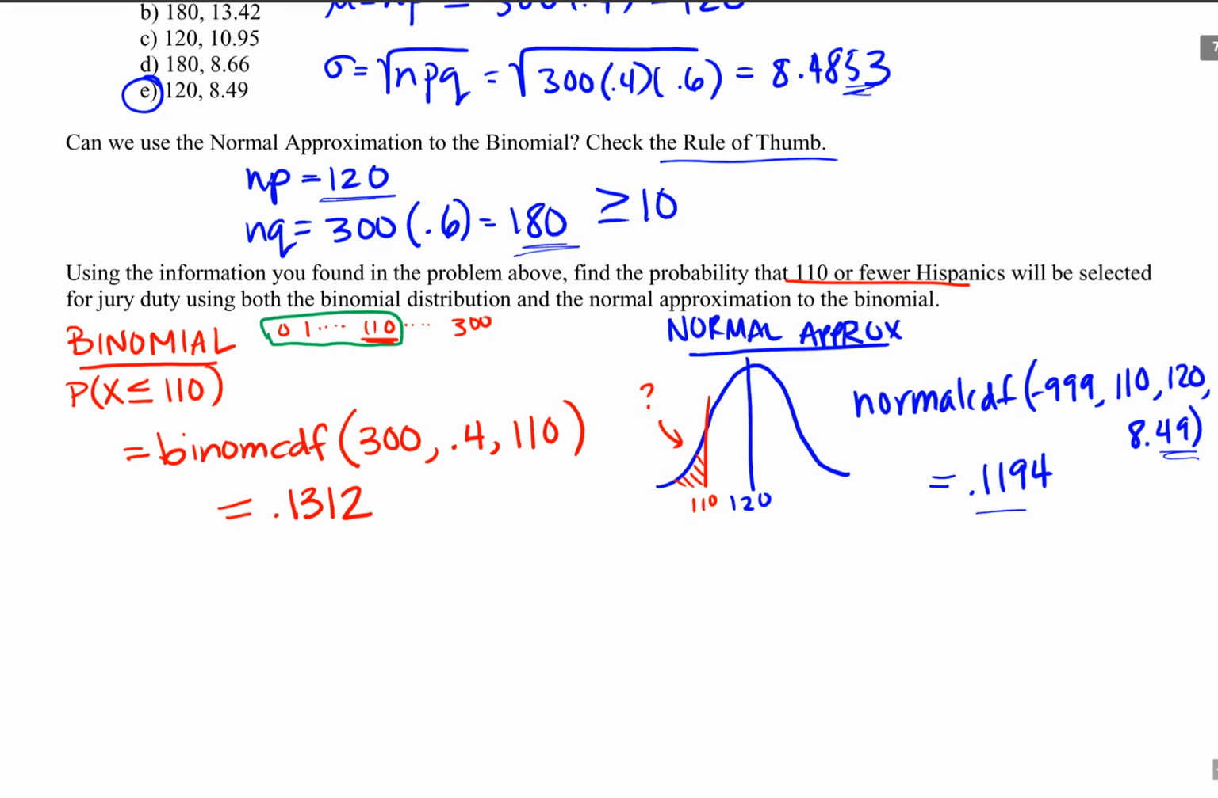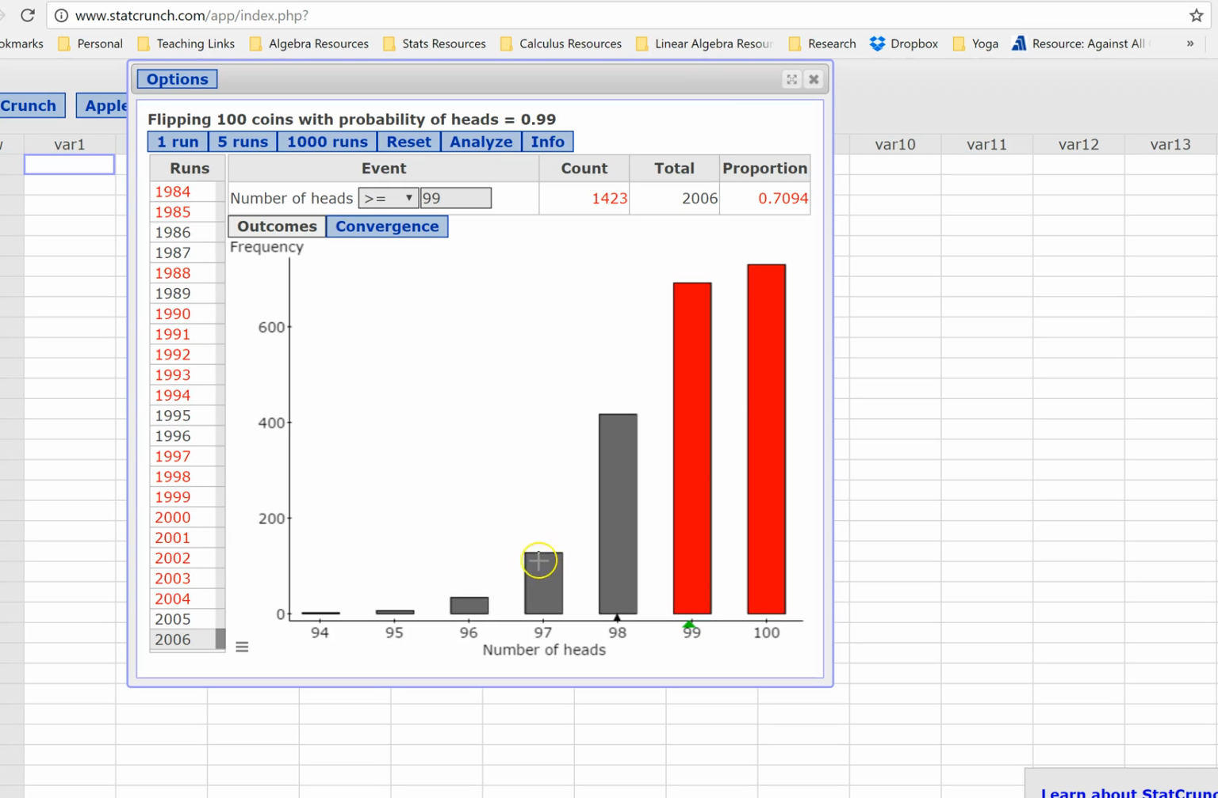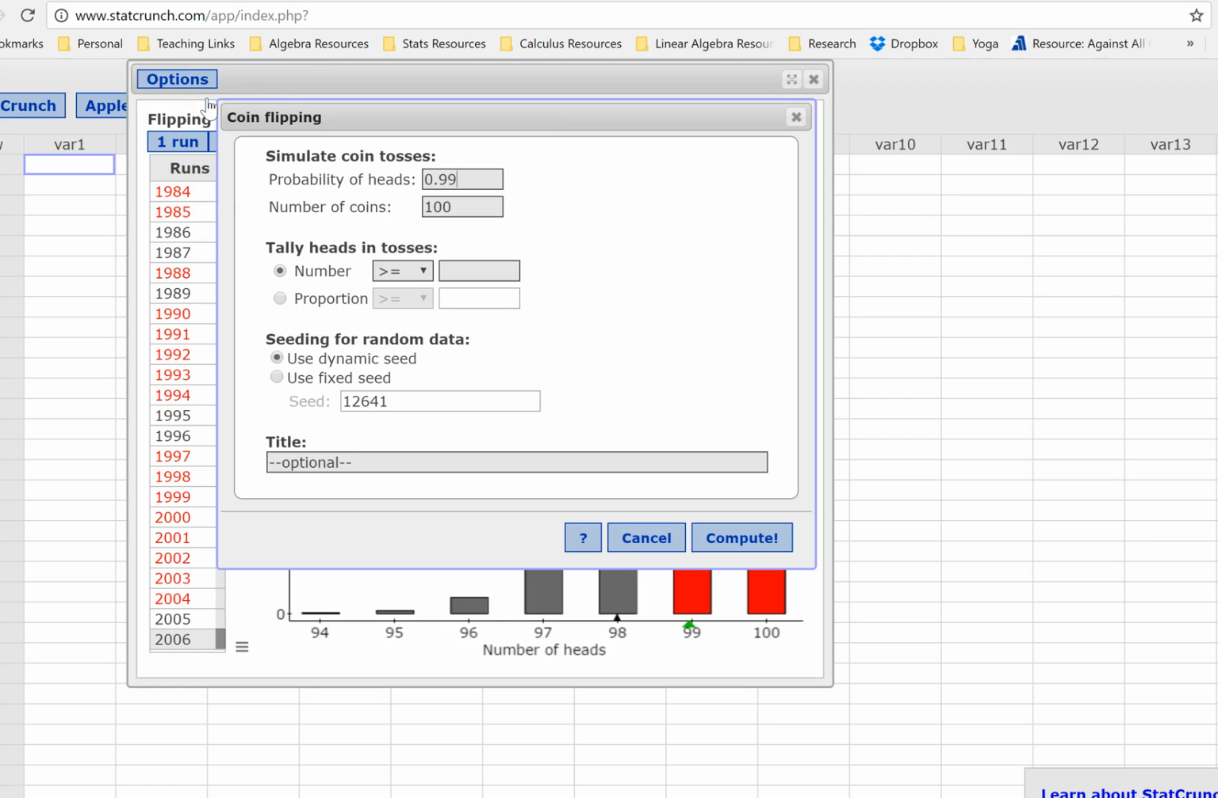But this is pretty far from that. We have a 13% to a 12%. I mean, it's an estimate, and that's what this is, a normal approximation. And part of the reason for this problem is if you look back at our StatCrunch examples, right? There were nice big whole number values. In fact, let's go back and do this question in StatCrunch.